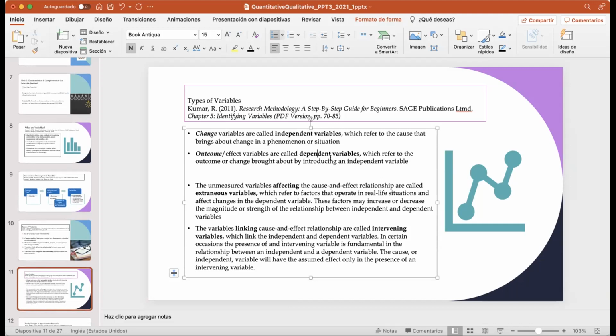You will read about independent and dependent variables, always thinking cause and effect. Yes, if I do this, I have this result, which refers to the outcome or change brought about by introducing the independent variable.